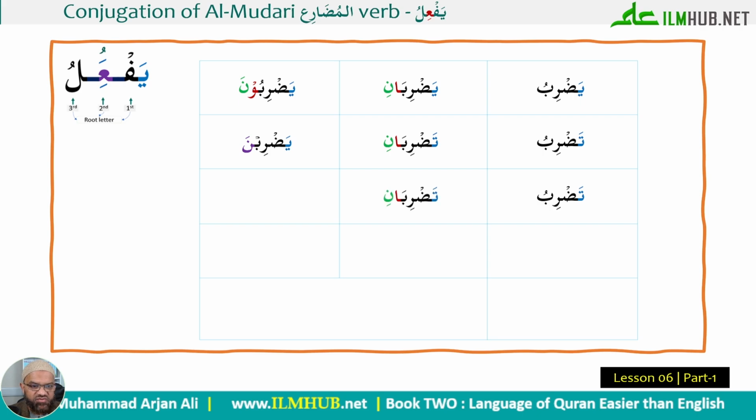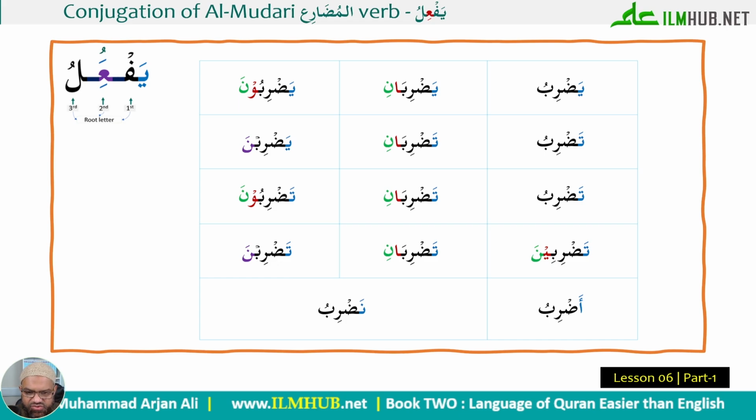Adribu, adribani, adribuna, adribina, adribani, adribna. Adribu, nadribu. Now, I could have written it slowly, but you can see here there is absolutely no difference except for the middle root letter taking a kasra, which is followed all the way through. Otherwise, it's exactly the same as what we did with dhahaba. So that is your scale.